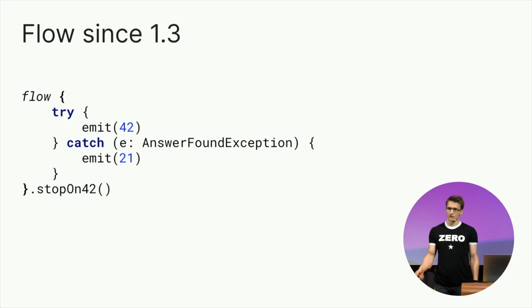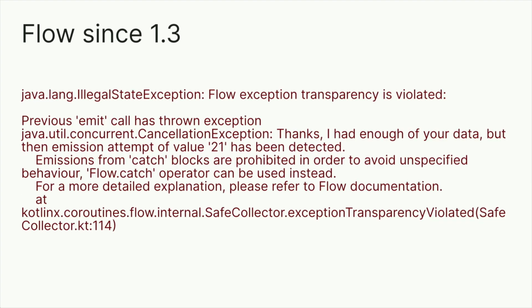If you're using flow in the initial release, 42 and 21 were printed to the console. And it's not that great. But in a newer kotlinx.coroutines, you'll get an exception. And this exception will be particularly detailed. It will tell you what went wrong, where it went wrong, why it is forbidden, and what's more important, how to fix it. And here it suggests we use the catch operator. So let's apply this suggestion and see what happens.